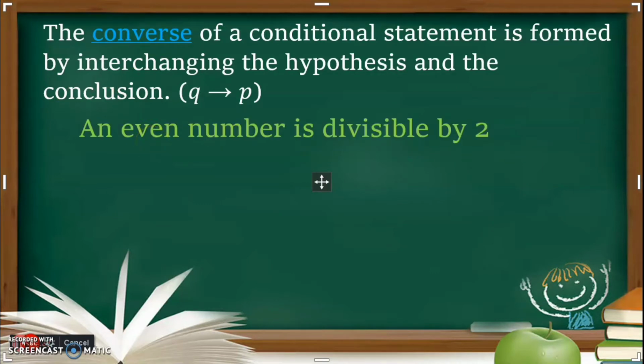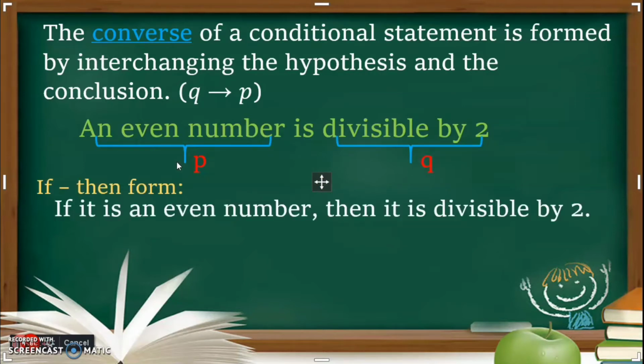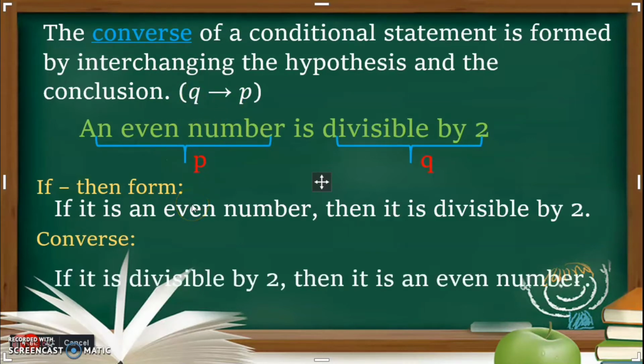Okay, an even number is divisible by 2. So, di ba, yung P natin is an even number, then Q is divisible by 2. So, in if-then form, if it is an even number, then it is divisible by 2. Pero sa converse na natin, mauuna na ang Q implies P. So, if it is divisible by 2, then it is an even number. So, madali lang, di ba?